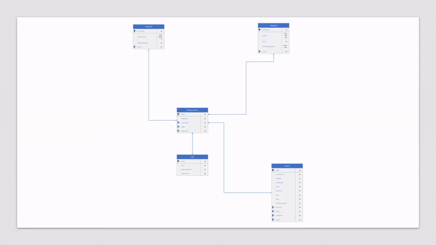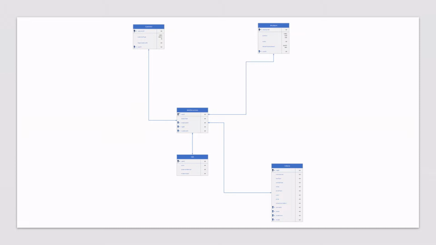So, vehicle, employee, customer all connect to sale occurrence. Sale also connects to sale occurrence. So we put this in here as a way to eliminate the many-to-many relationship that we had.